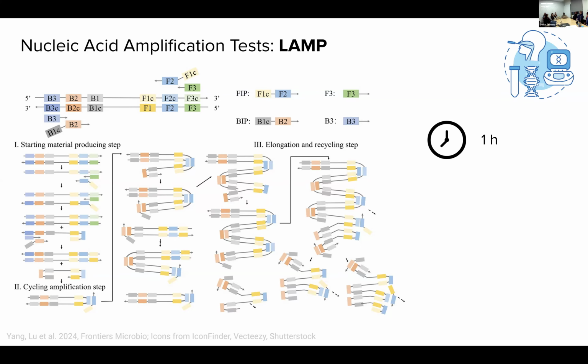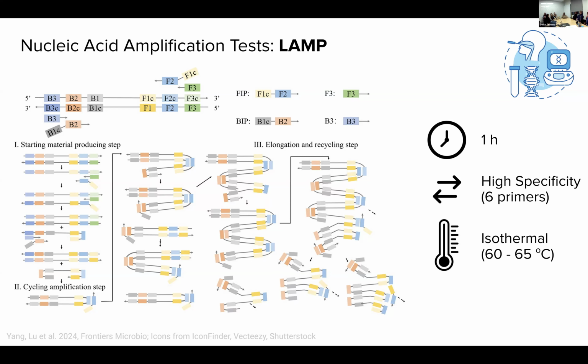You don't have the same sample processing requirements as PCR. They have higher specificity because of those 4 to 6 primers. And you can also run these tests isothermally, so at a single temperature, which means that you're reducing the equipment requirements because you can run it in hot water.